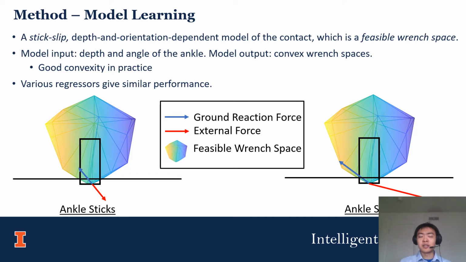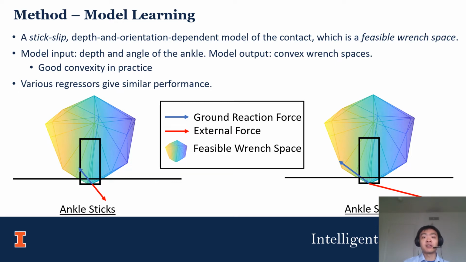We note that this feasible wrench space is dependent on how deep the ankle is submerged in the sand or pebbles, and it also changes when the orientation changes. So the goal during learning is that when we are given the depth and angle of the ankle, we want to output this wrench space. However, during data acquisition, we're only able to acquire a discrete set of wrenches on the boundary of the wrench space at a discrete set of depths and angles.